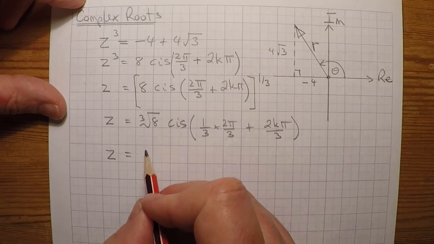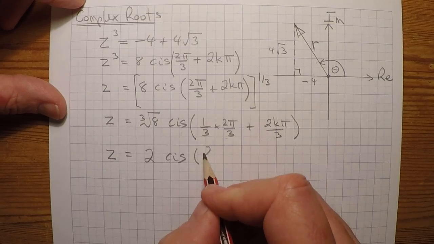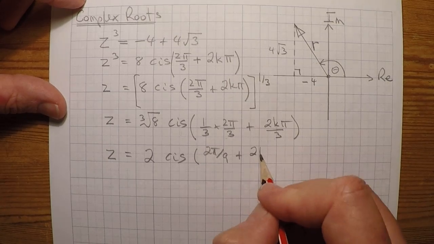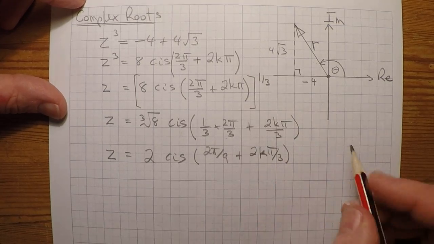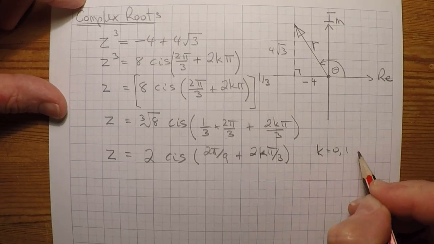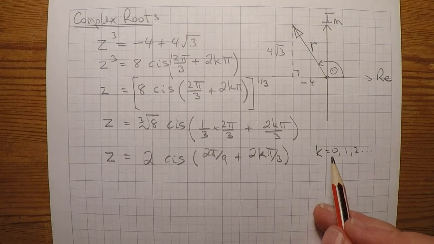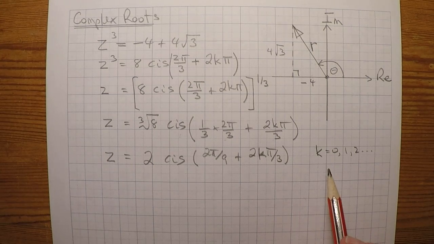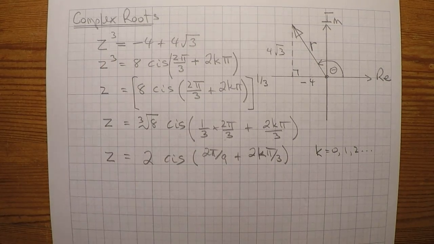Now, the cube root of 8 is 2. This is 2 cis 2 pi over 9 plus 2k pi over 3. Remember, k can take the value 0, 1, 2, etc. So our job is now to substitute successive values of k, simplify, until we get unique solutions. Once they start to repeat, we don't need to go any further. Because this original equation was z cubed, we expect 3 unique solutions.